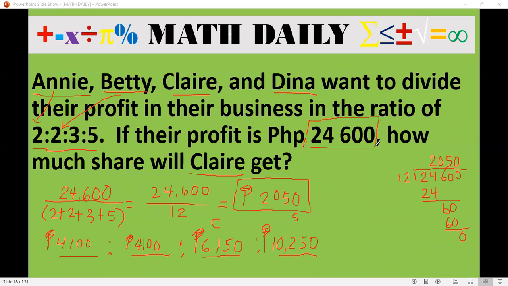And if you are going to add all this, the sum will be 24,600. Okay, and then again, if the lowest term is being obtained, you will get the 2:2:3:5. Okay, and for this problem, of course, our answer is 6,150 pesos. That's the share Claire gets.